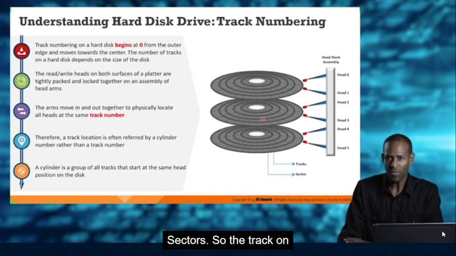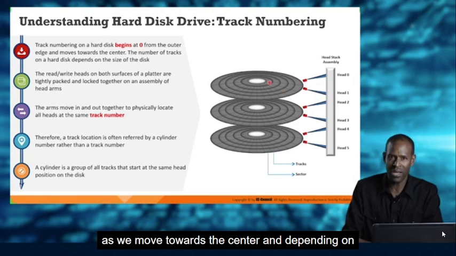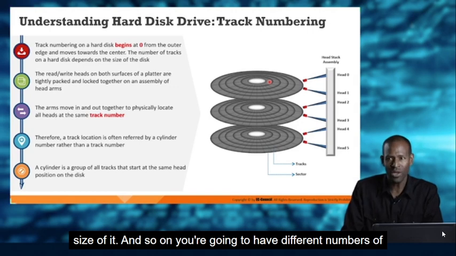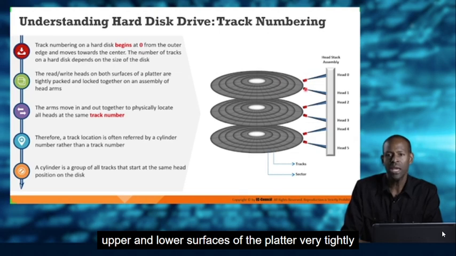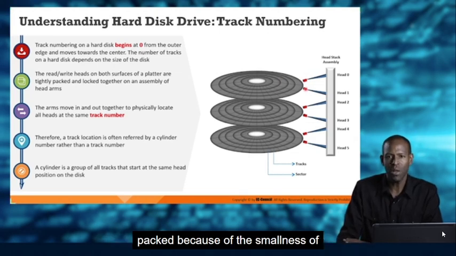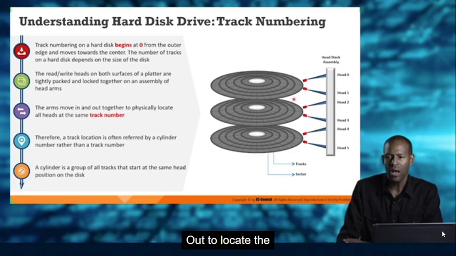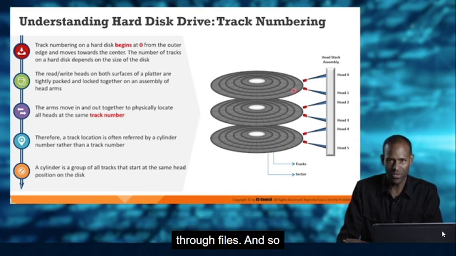So the track on the outer edge is going to be 0, and then we count up as we move towards the center. And depending on the technology, on the disk drive that you're using, the size of it, and so on, you're going to have different numbers of tracks. And these read-write heads are going to be on the upper and lower surfaces of the platter, very tightly packed because of the smallness of the tracks. And they're going to move in and out to locate the beginning and end and work through files.